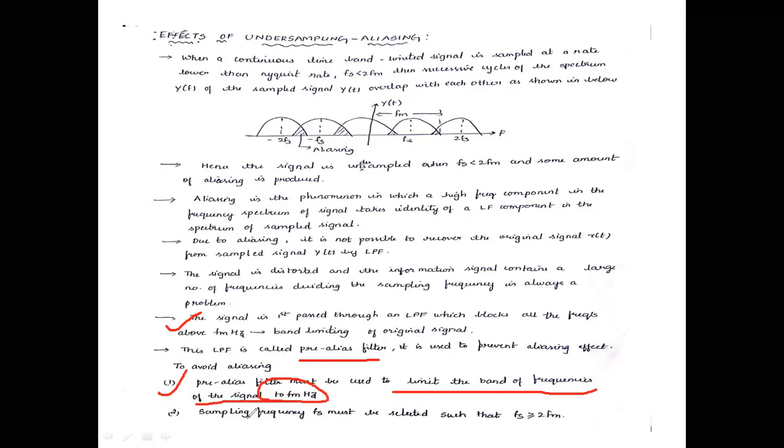The definition of sampling, my dear students, once again I am saying this. A signal which is band limited to Fm hertz can be completely recovered from its samples if the samples are taken at the rate of Fs greater than or equal to 2Fm. It's very, very important, my dear students.